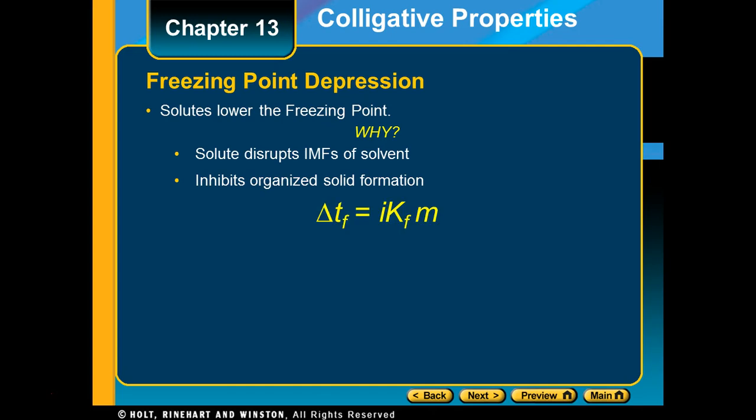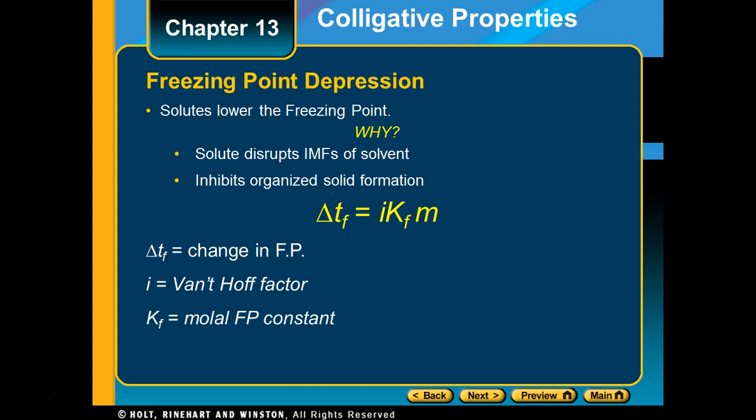Our freezing point depression equation is very similar to boiling point elevation. The only difference is you have an F instead of a B. So delta TF means the change in the freezing point temperature. ΔTF = iKFm. So again, delta TF is the change in freezing point. i is the Van't Hoff factor. KF is your molal freezing point constant, which we get off the table. And m is molality. Remember, that's moles divided by kilograms of solvent.